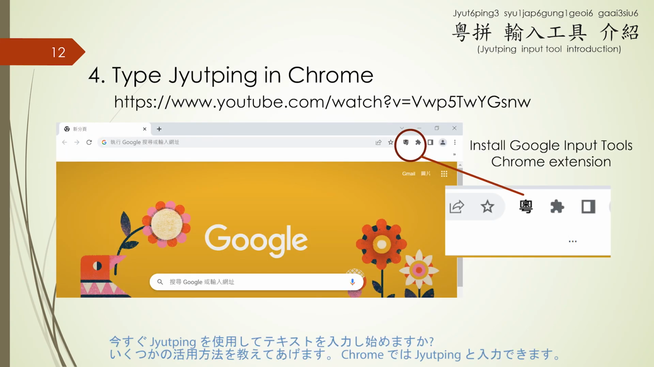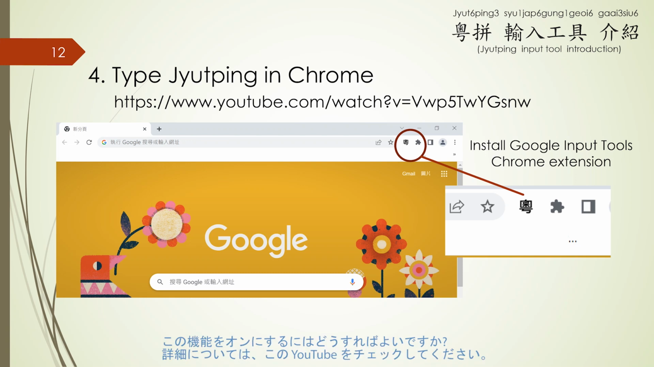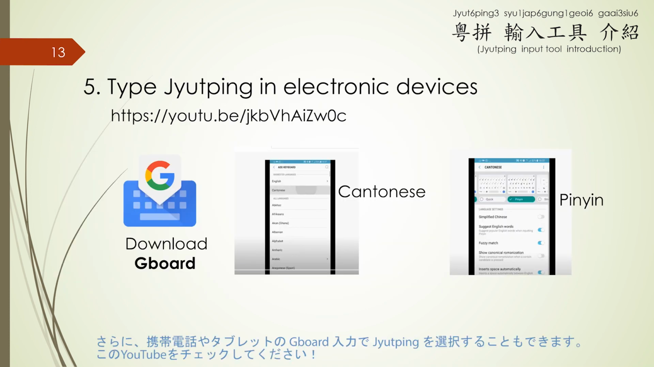Do you want to start using Jyutping to input text now? Let me tell you some ways that you can use. You can type Jyutping in Chrome. How you turn on this function, you can watch this video for yourself. In addition, you can also choose Jyutping in Gboard input on your mobile phone or tablet. Check YouTube.